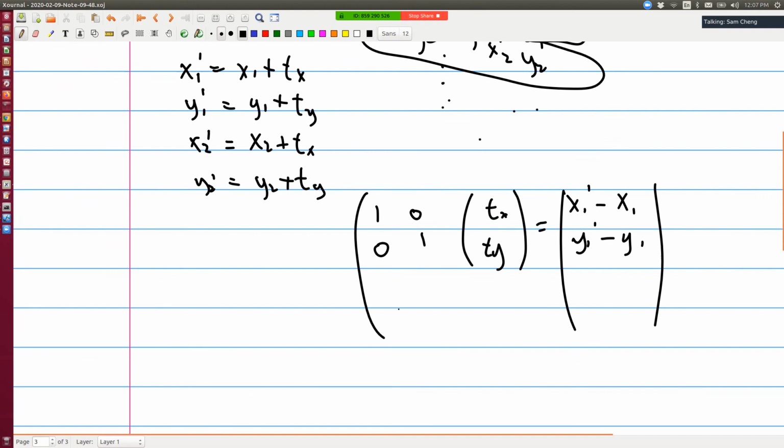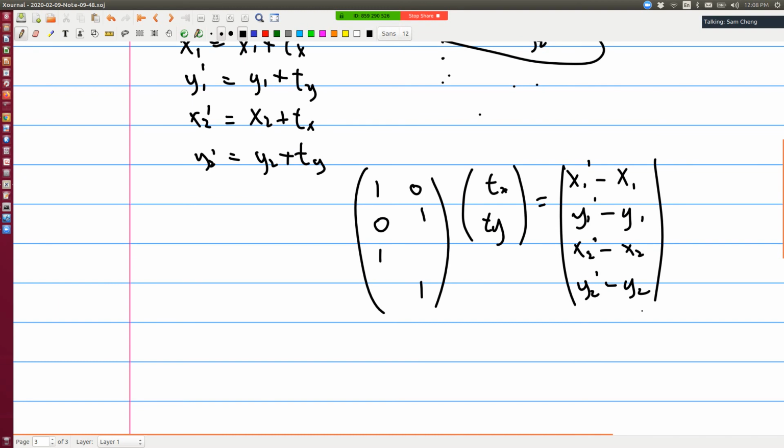And similarly, I have two more equations there, x2 pi minus x2 and y2 pi minus y2. And then we have this kind of system of equations. So in general, there is no perfect solution for this one, one that perfectly satisfies this set of equations, right? So instead we should consider the least square solution.